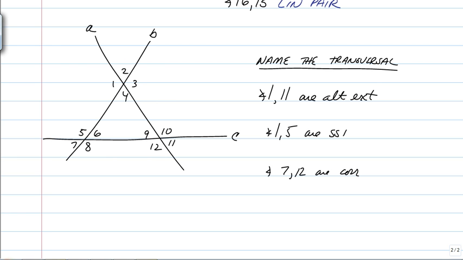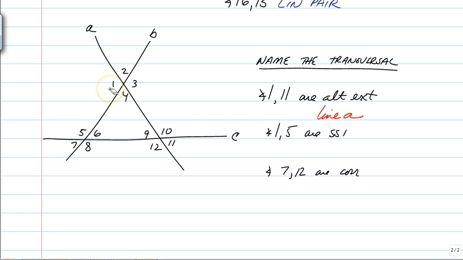So angle 1 and angle 11, they're alternate exterior angles. What is the transversal? You just have to pick the line that they are both on. So angle 1 is on A and B. Angle 11 is on A and C. So your transversal is line A. Okay, that's what we're doing here.